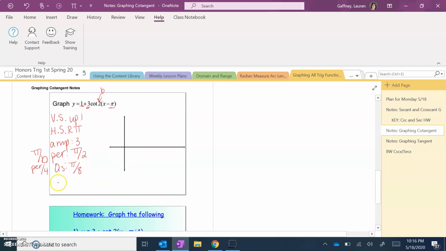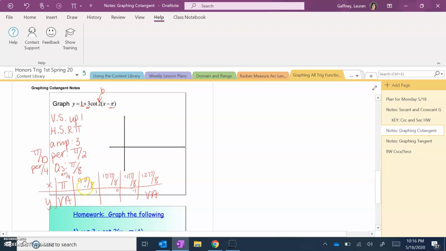Okay, so let's start our table here. We're starting at pi because of our horizontal shift, and we're counting by pi over 8. So that's technically 8 pi over 8. So this would be 9 pi over 8, 10 pi over 8, 11, and 12. And remember, for cotan, we start and end with vertical asymptotes, and then we have 1, 0, -1 in the middle here.